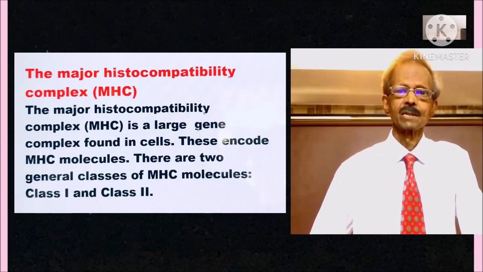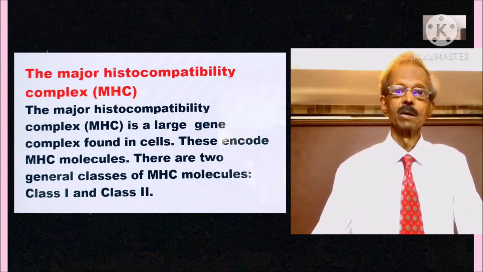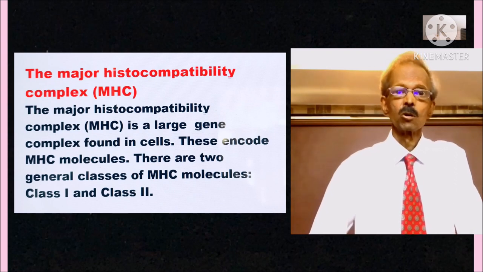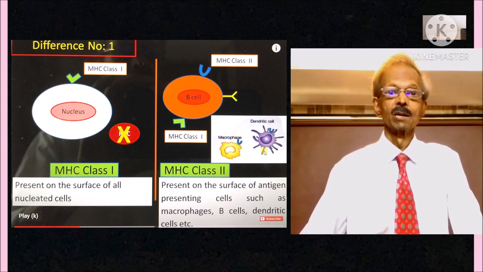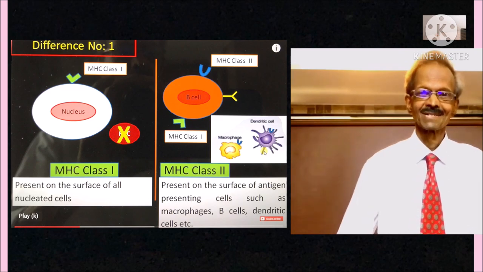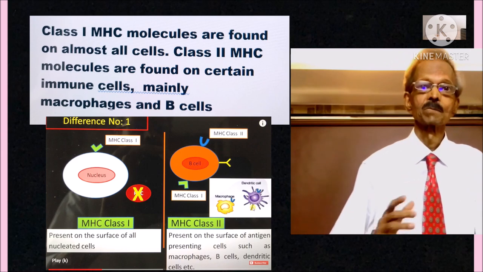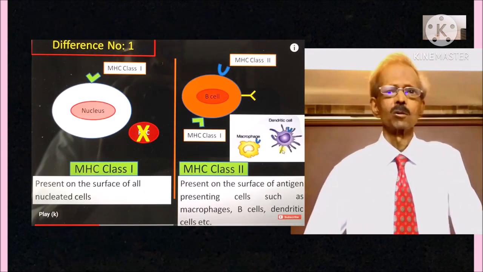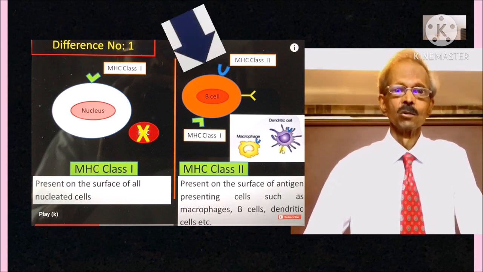Now about the major histocompatibility complex. The major histocompatibility complex is a large gene complex found in cells. These encode MHC molecules. There are two general classes of MHC molecules, class 1 and class 2. Class 1 MHC molecules are found on almost all cells of the body, and class 2 MHC molecules are found in certain immune cells, mainly macrophages and B cells.